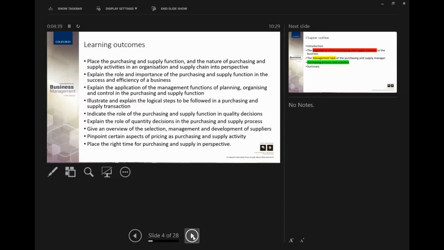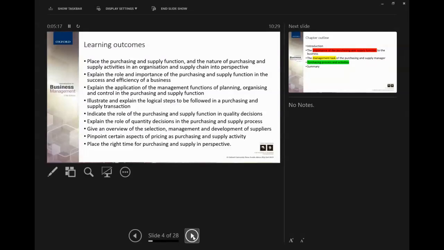All right. Then explain the application of the management functions of planning, organizing, and control in the purchasing and supply function. Illustrate and explain the logical steps to be followed in a purchasing and supply transaction. Indicate the role of the purchasing and supply function in quality decisions. Explain the role of quality decisions in the purchasing and supply process. Give an overview of the selection, management, and development of suppliers.